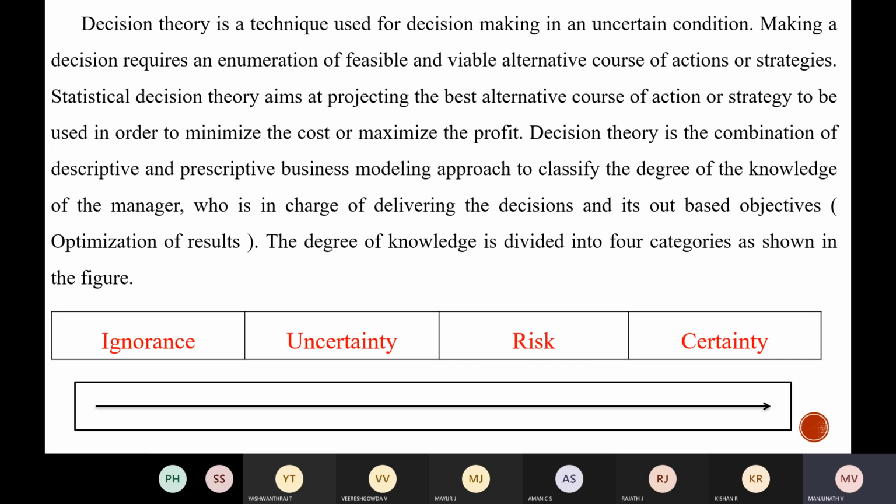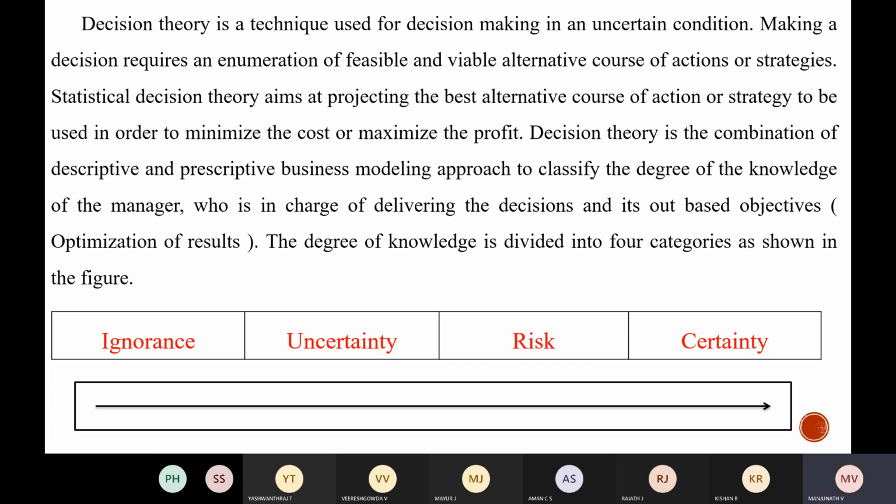The way we are going to build from the ignorant situation to a mathematical model is nothing but decision theory. It is a kind of journey.